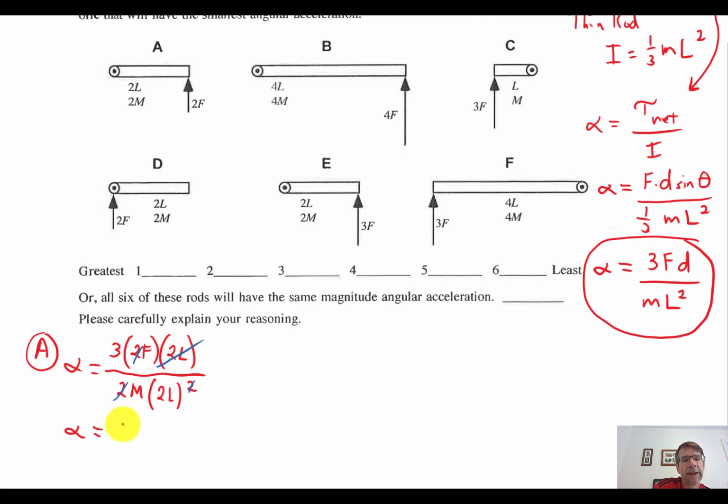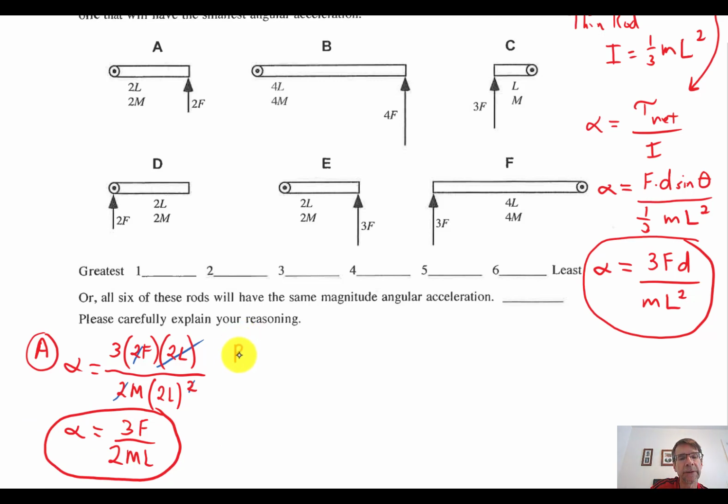in the numerator, you end up with just the 3F. And in the denominator, you end up with, the conventional way to put that, 2ML. That would be the angular acceleration of that particular rod, if there's no friction in the bearing, which we're assuming. Okay, that's the angular acceleration. All right, so now I just have to do B.